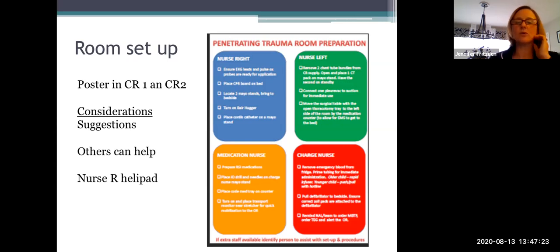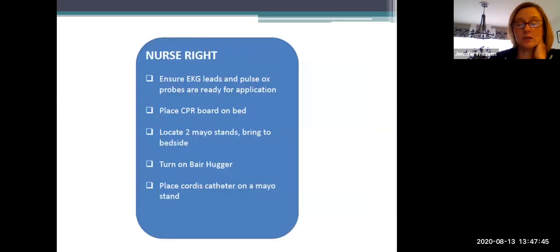Now, things to consider when we're prepping for these patients, where we have it outlined whose job it is to do what. These are just suggestions. We can have other people in the room help get things set up. We also have to remember that Nurse Wright might be on the helipad, so we're going to have to share the responsibilities between who's in the room to make sure that those Nurse Wright responsibilities are done. If we look at it closely, basically we have assigned to Nurse Wright to make sure EKG leads and pulse ox probes are ready for application. We can put those on fast, that there's a CPR board on the bed, and that we have 2 Mayo stands at the bedside.